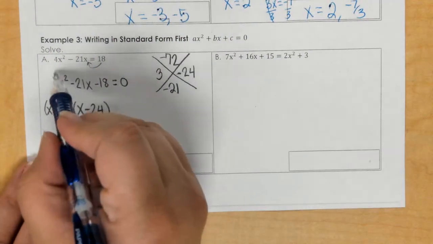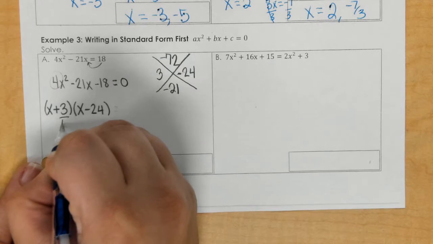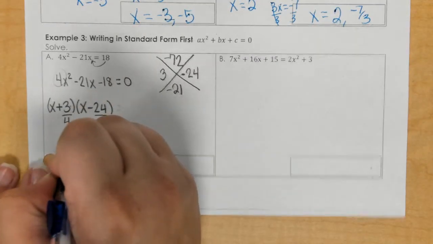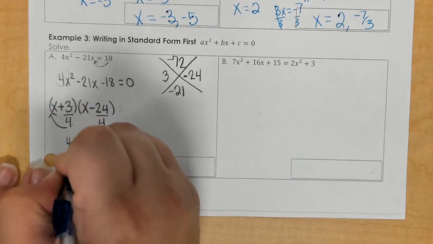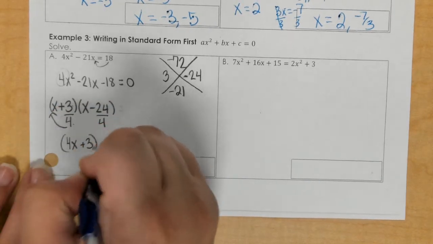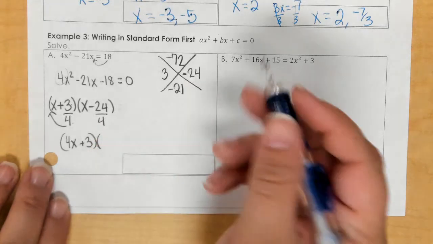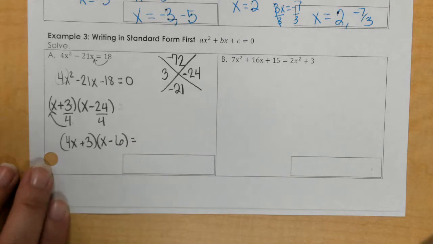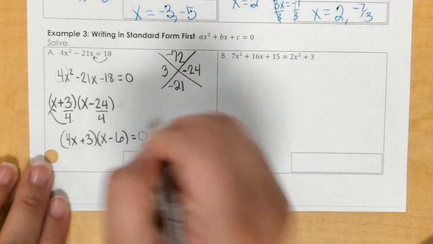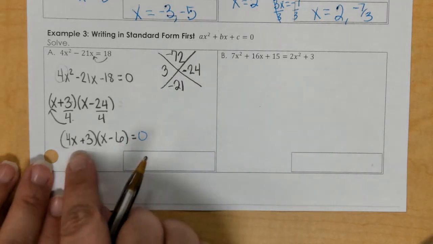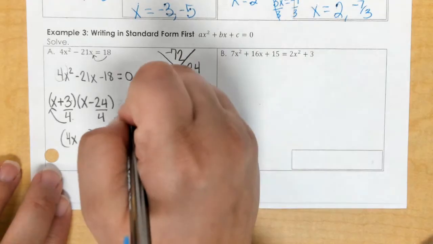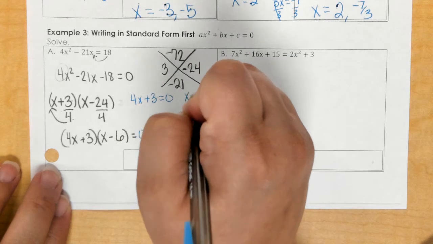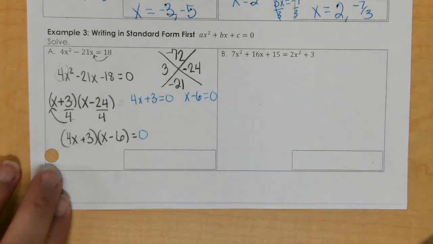Okay, but now I need to divide by that 4. So I can't divide, so I bring the bottom up. And then here I divide, and that's 6. So now I have the part where I put equals 0, and I have to make two equations. So I'm going to say 4x plus 3 equals 0, and x minus 6 equals 0.